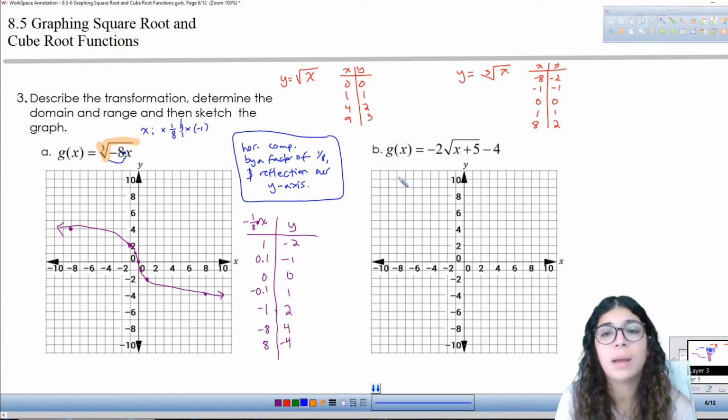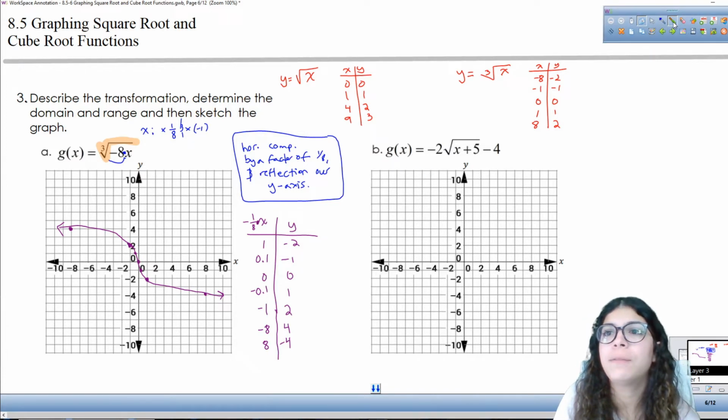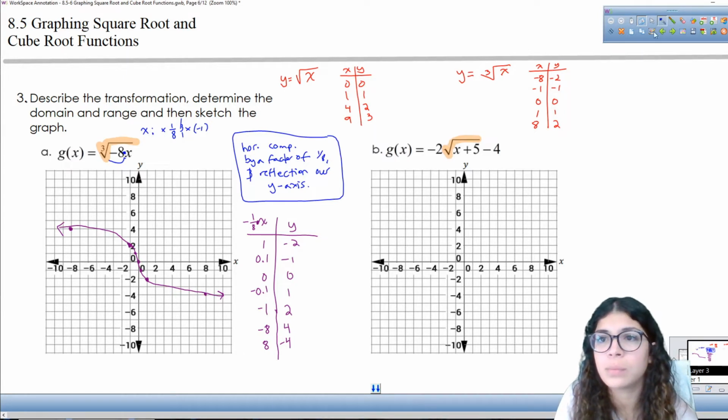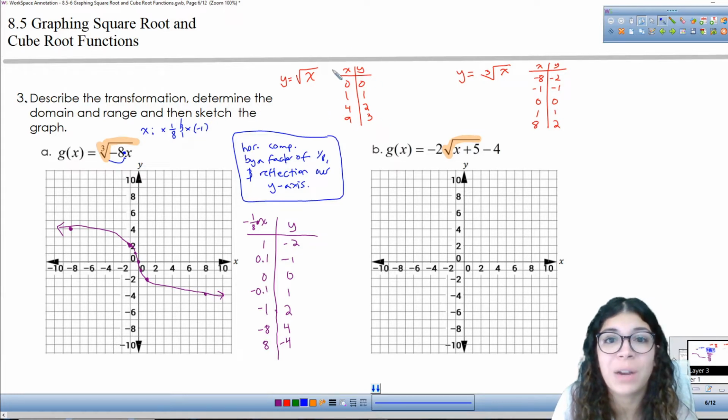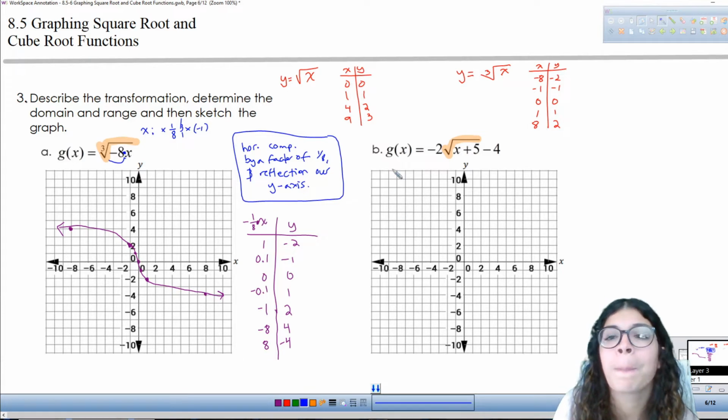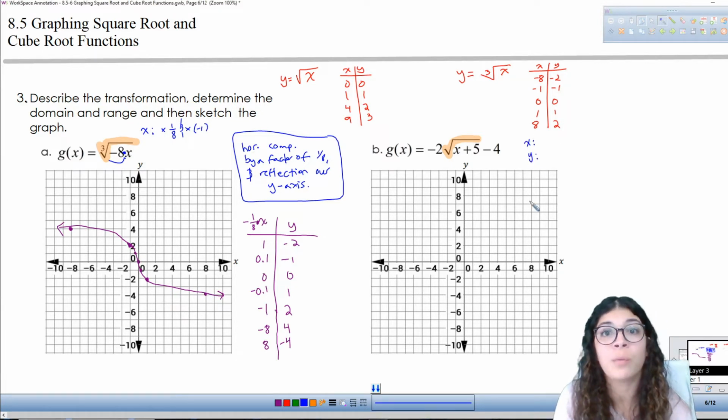So in part B, first, again, you want to look at what kind of function you have. So in this case, look at the radical. It's a square root. So this is a square root function. So we are looking at these, our parent function's key points. And first, let's go ahead and just describe the transformation. So let's write what's happening to x and what's happening with y, and then we can write out the description.